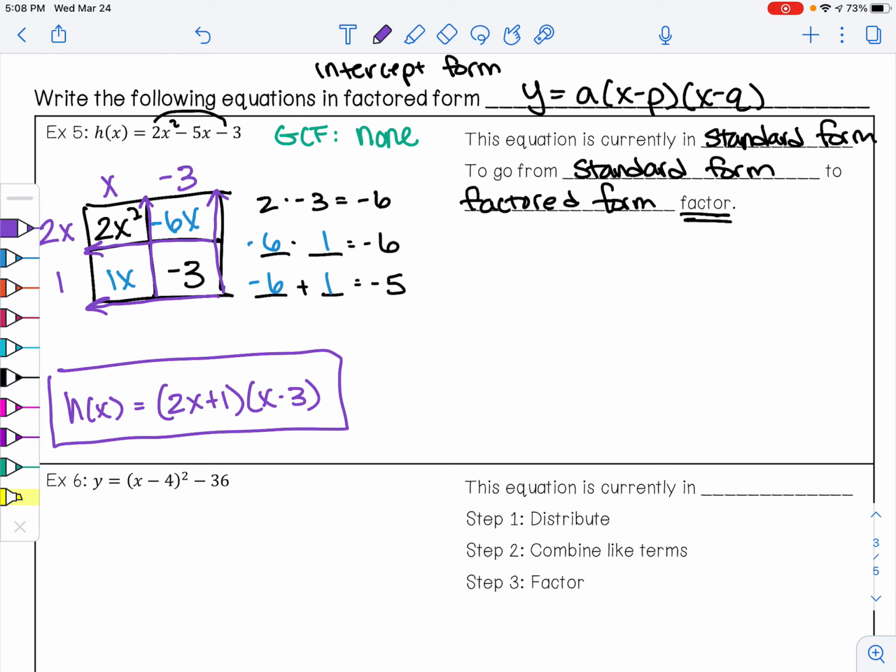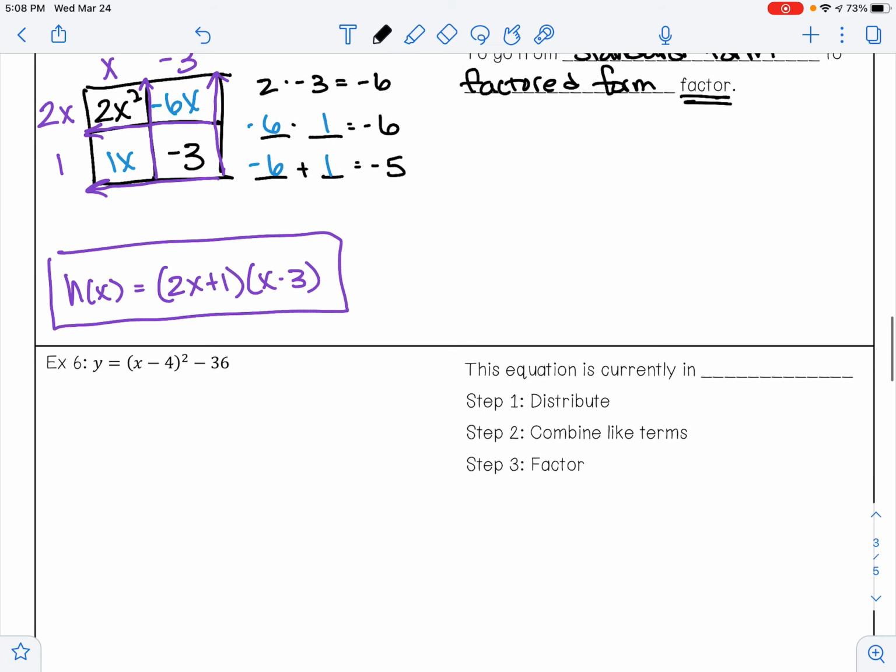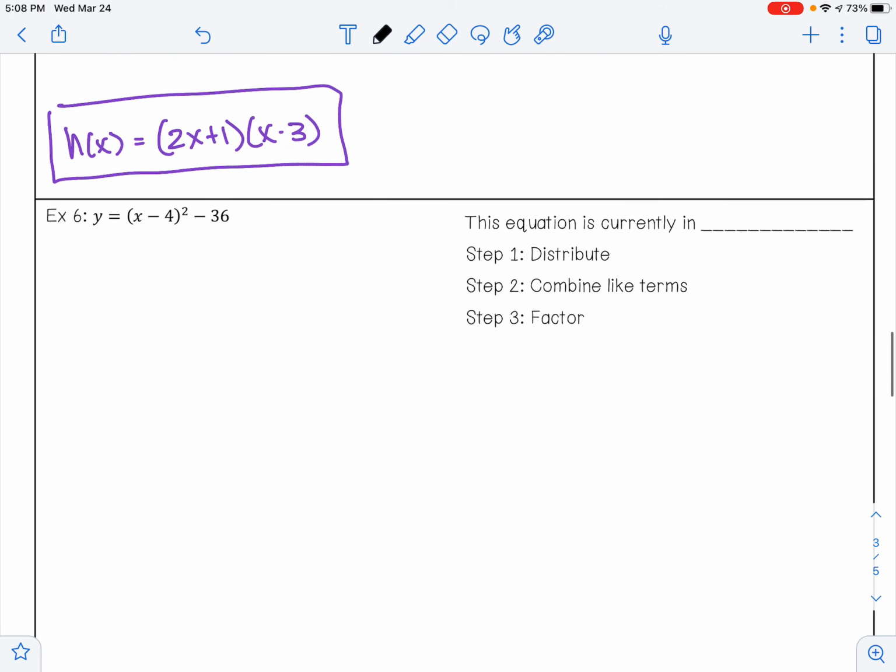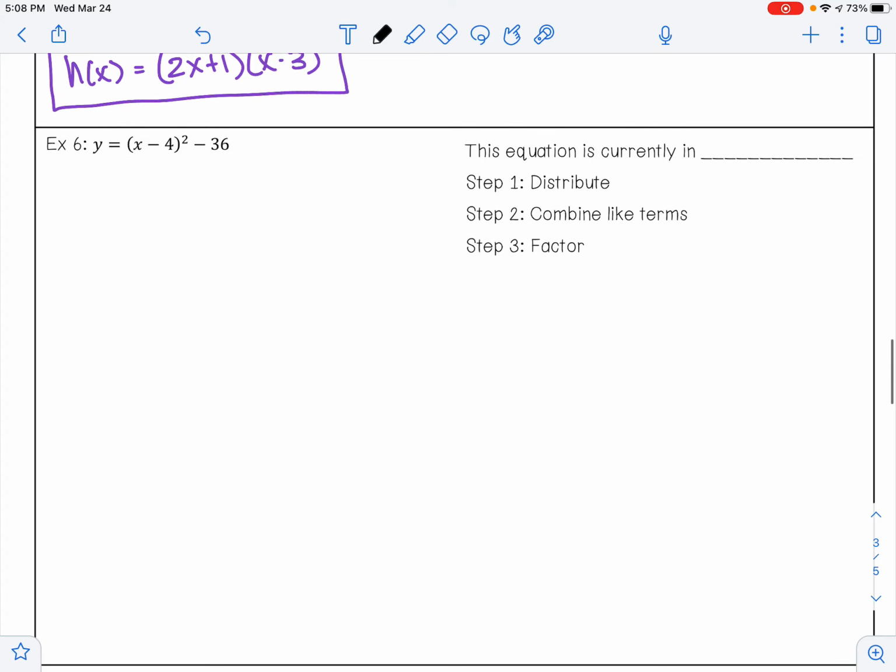On example 6, I have y equals x minus 4 squared minus 36. This equation is currently in vertex form. To go from vertex form to factored form, I need to get it in standard form first. And then once it's in standard form, we can do the same exact steps that we just did on example 5 to get it in intercept form.